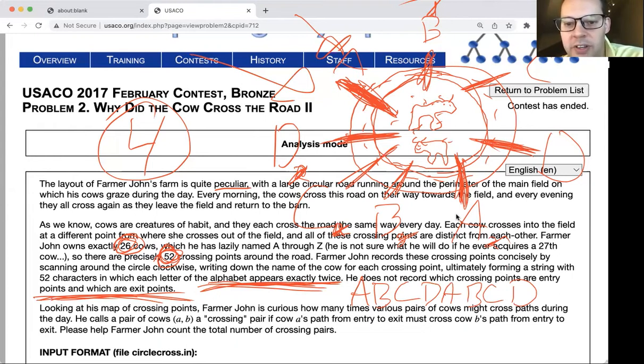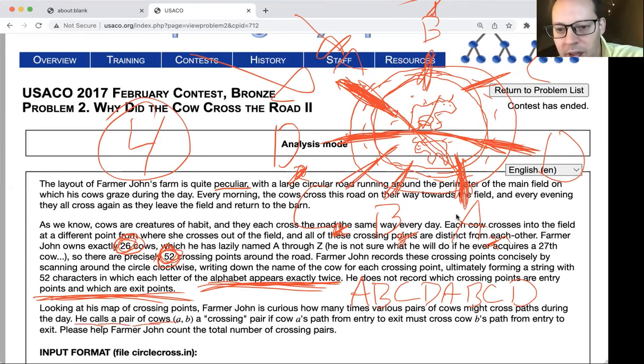paths during the day. Okay, so for example, if cow A comes in here and goes out there, and then cow D comes in here and goes out there, then those cows are crossing paths. We're going to assume they just graze in a straight line as they go from one to the other. How many cows might cross paths? So if they have starting and ending points across each other, then it's likely that they're going to cross paths at some point. Might cross paths during the day.